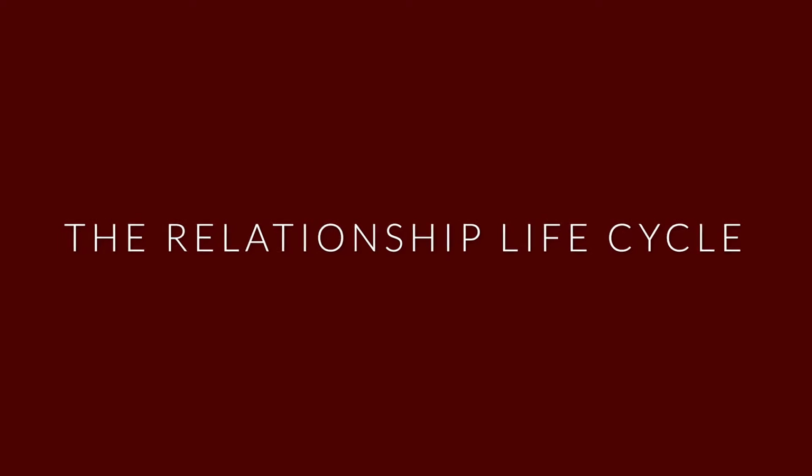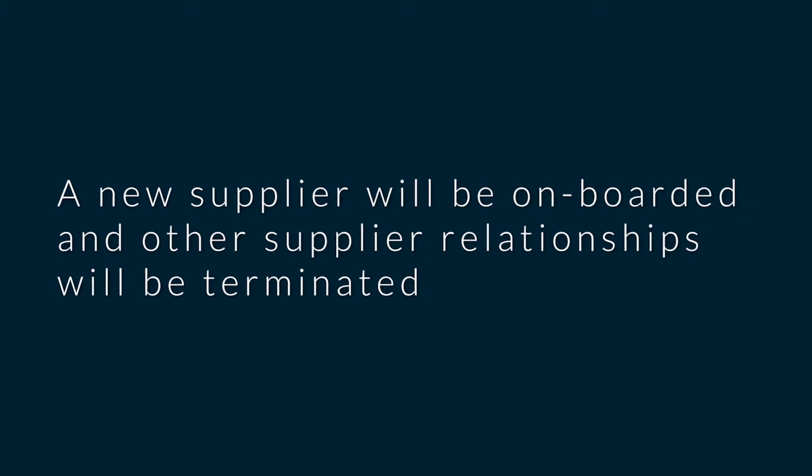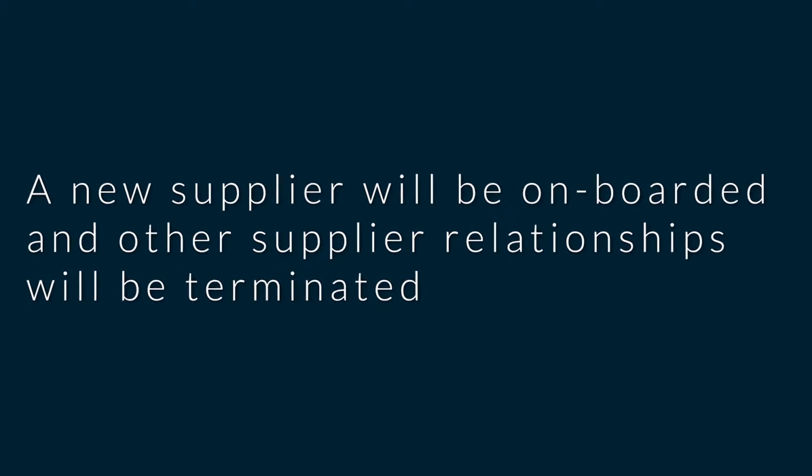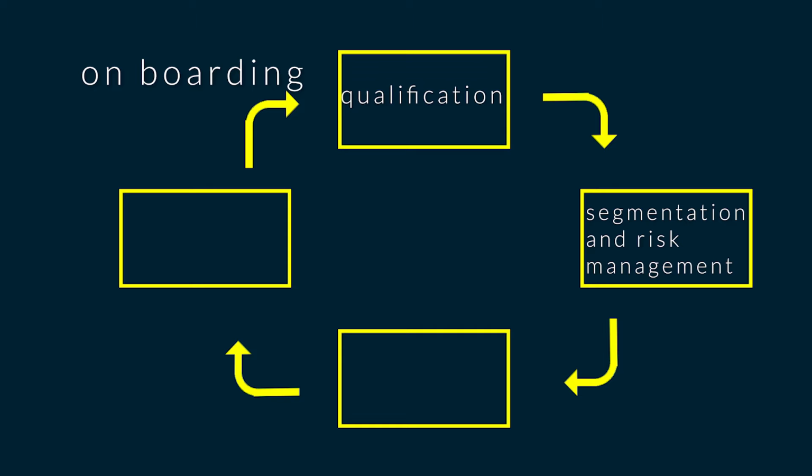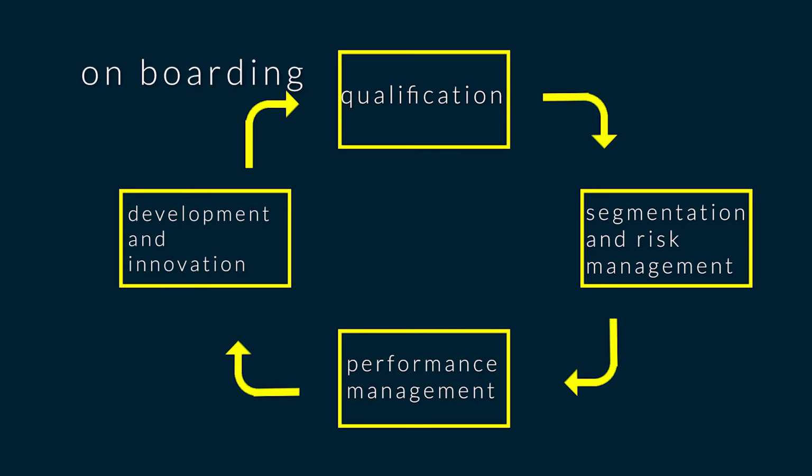And now let's go over the relationship life cycle. All relationships will change. They will evolve and change over time, and the same can be said about the buyer-supplier relationship. A new supplier will be onboarded and another supplier relationship will be terminated. So a typical supplier relationship will look something like this. We have onboarding, then qualification of suppliers, then segmentation and risk management, after which there is performance management, and then development and innovation, and phase out if required.